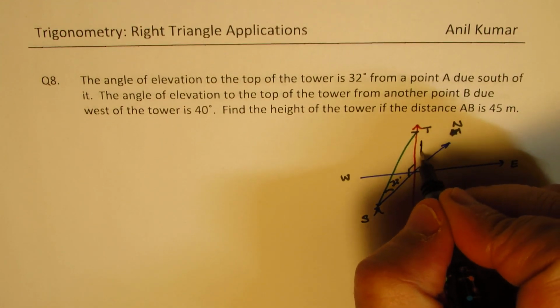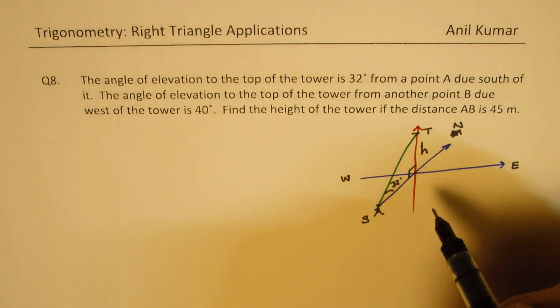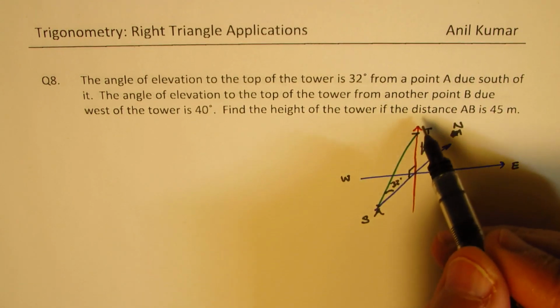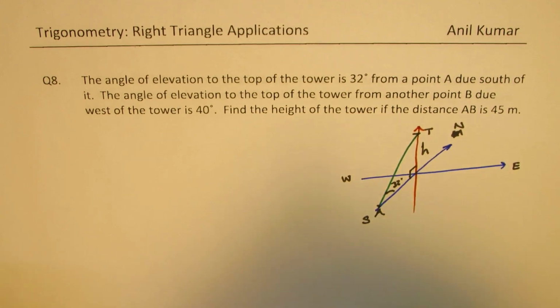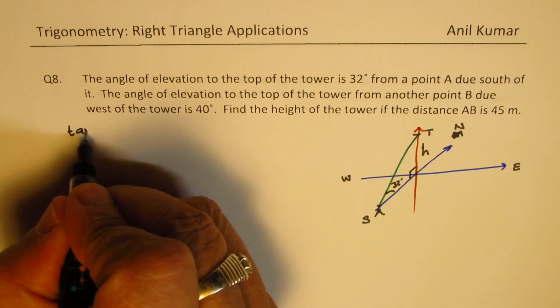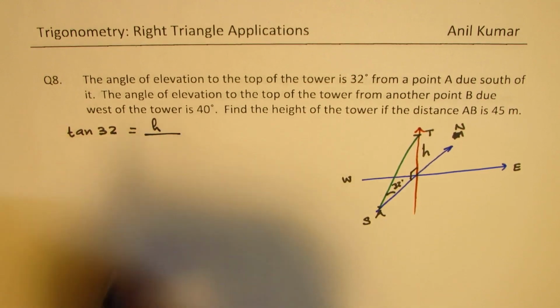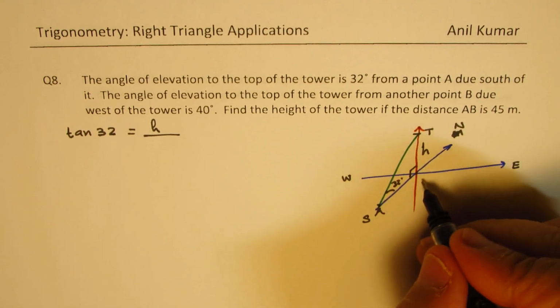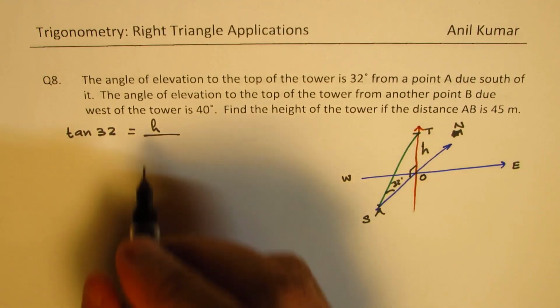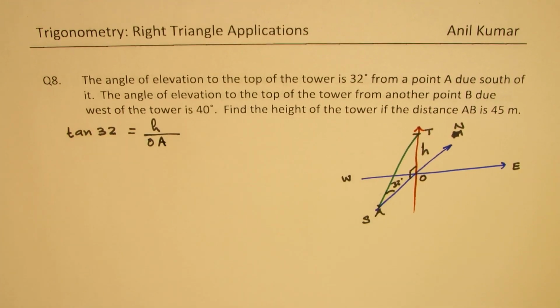Let the height be h, which you need to figure out. So in this particular triangle, you can say that tan of 32 is height over, we don't know what this distance is. Let's say O to A, right? So we'll say OA.